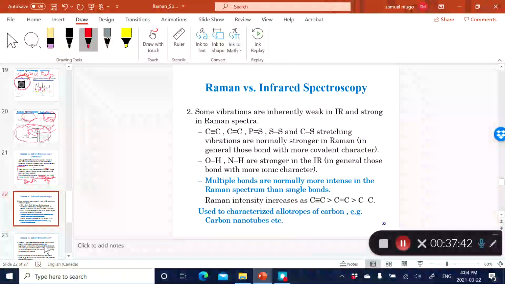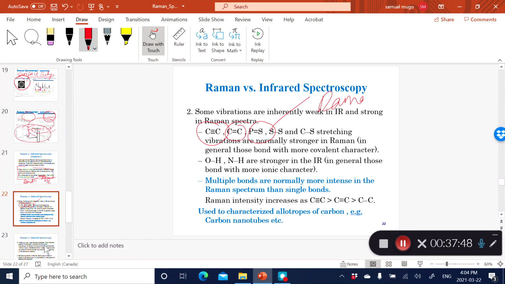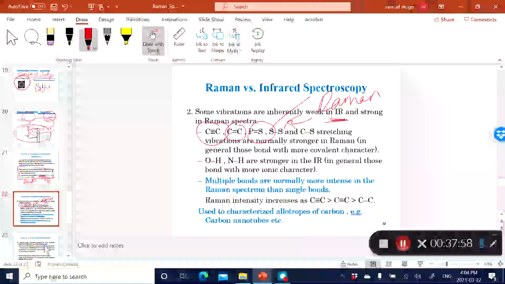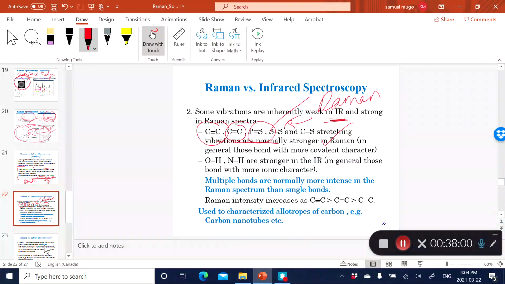So conjugated types of compounds are highly Raman active. And you're going to see IR tends to have very small signals for these types of functional groups, because they've got a point of symmetry. So again, very useful for analysis of conjugated types of molecules.